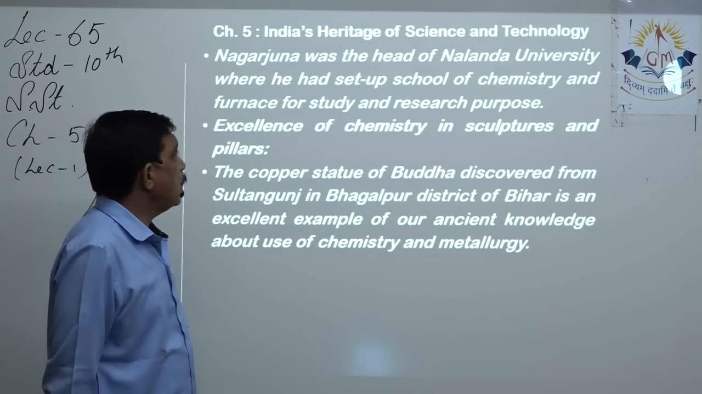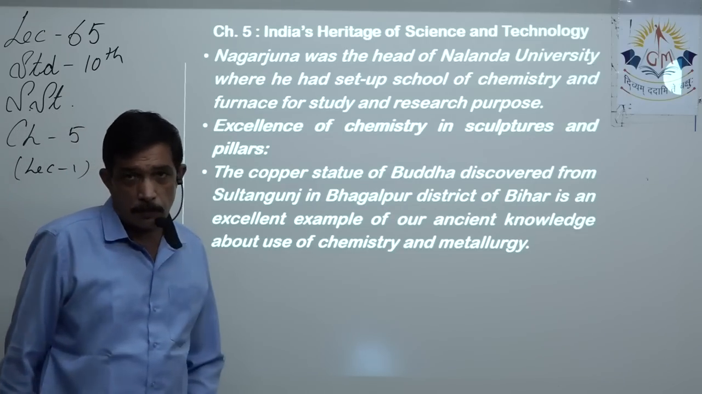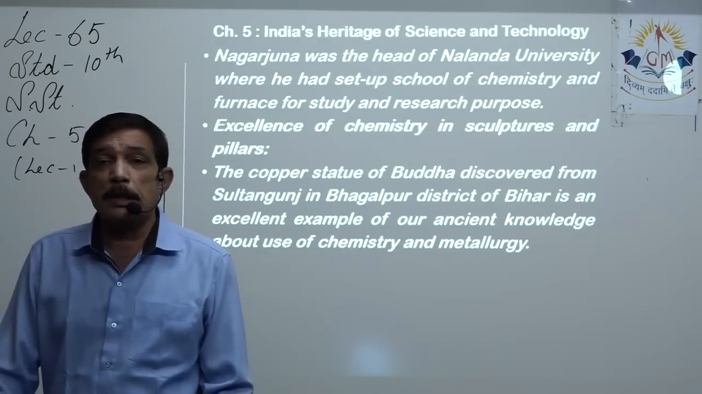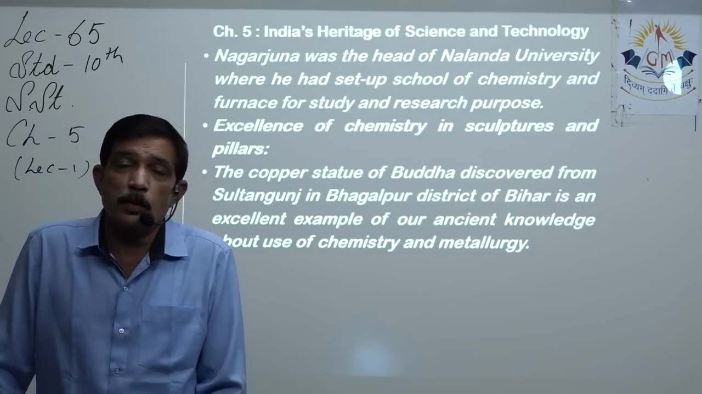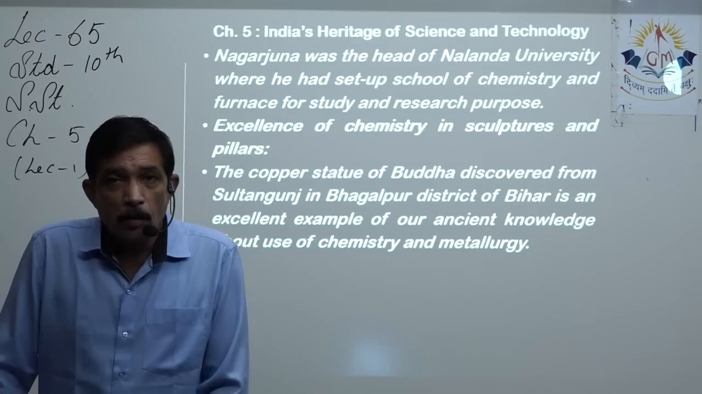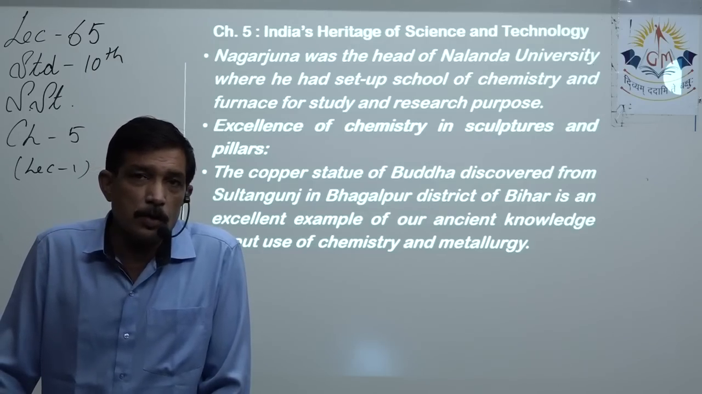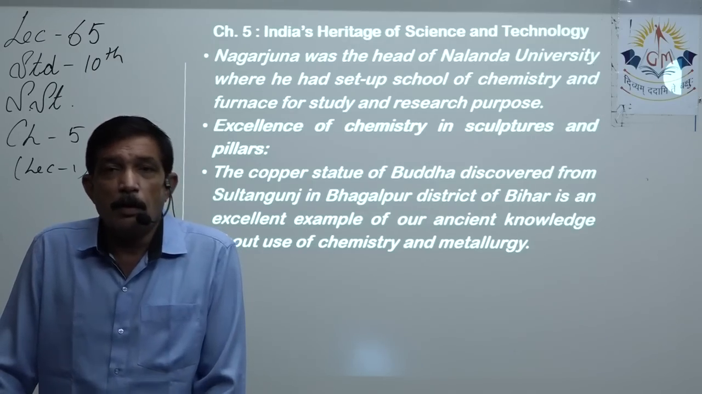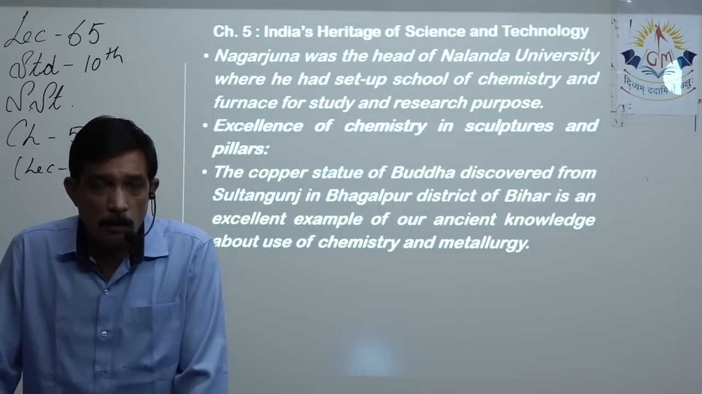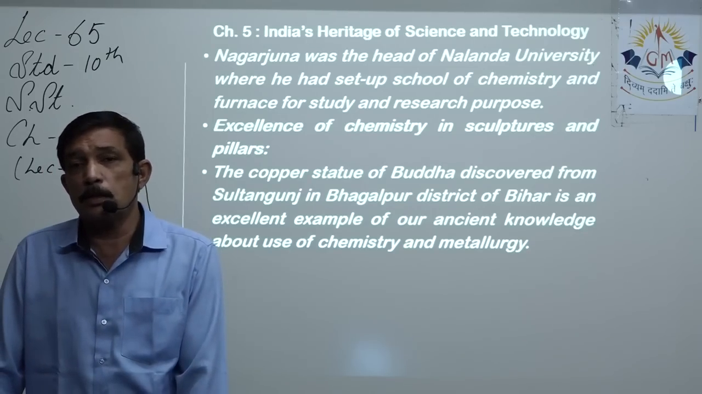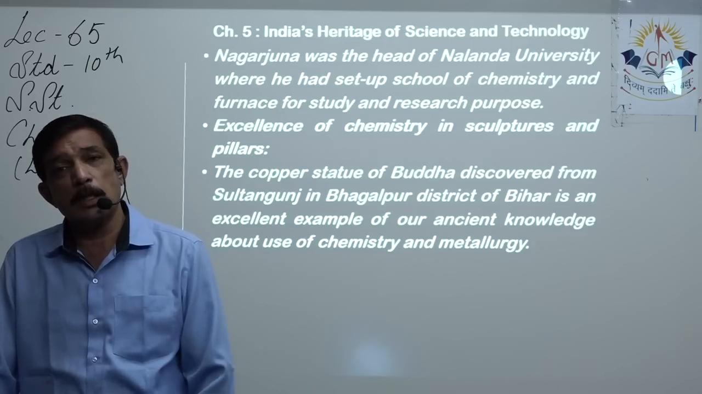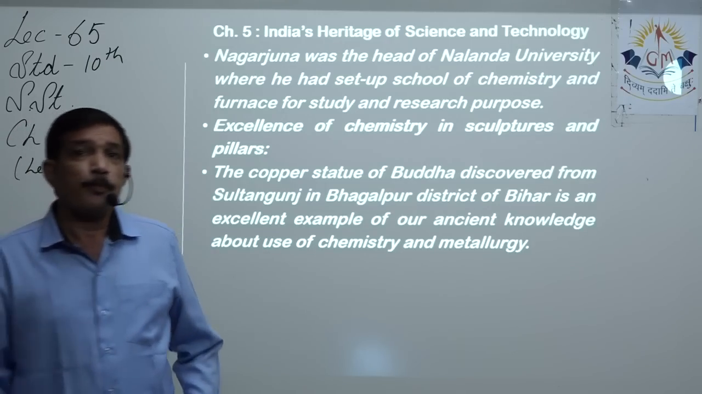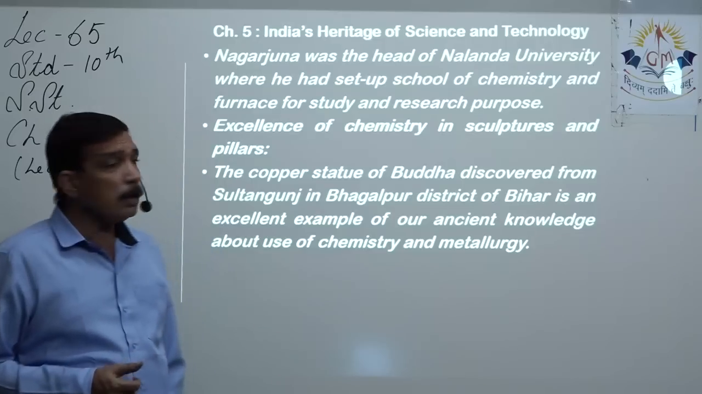Excellence of chemistry in sculptures and pillars. Now, how is chemistry used in producing some of the fine sculptures and pillars? Sculptures, you know, huge statues that are made using metals. For example, a huge bell that is made, that is a sculpture, right? But basically it is chemistry. It's dealing with the mineral.